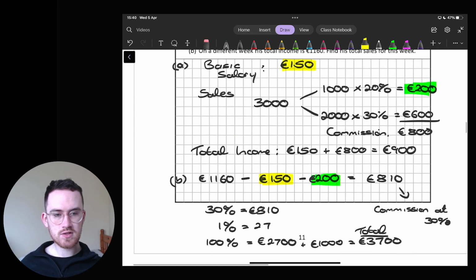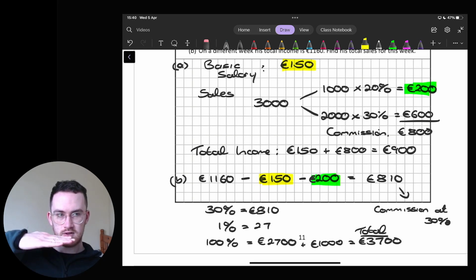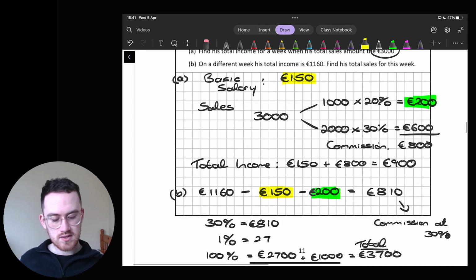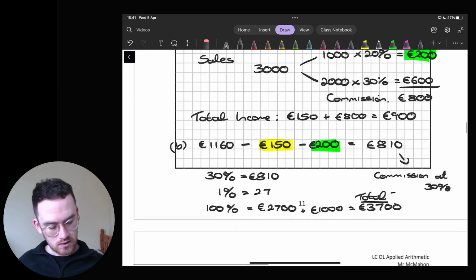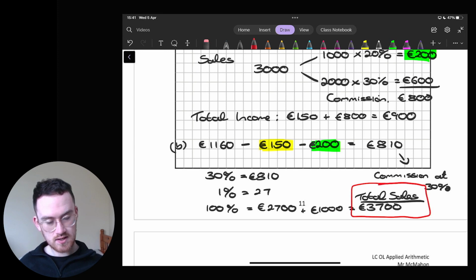So the extra sales was 2,700. The original, the first level, was the 1,000. So altogether, the sales were 3,700. So those were his total sales. Okay, and that's this part. That's this part here. So total sales, 3,700.